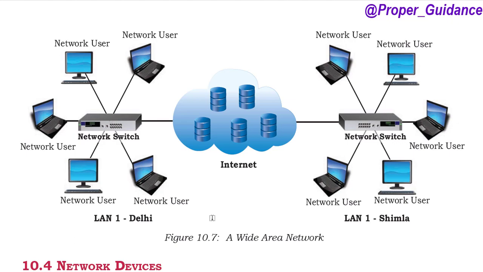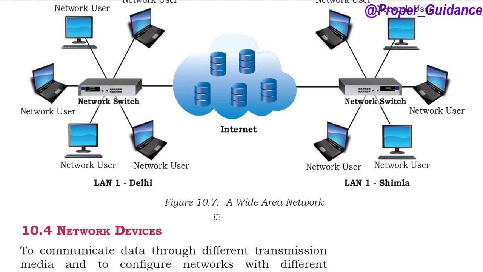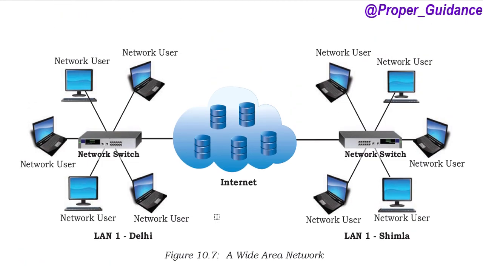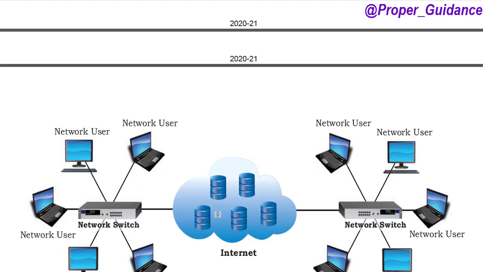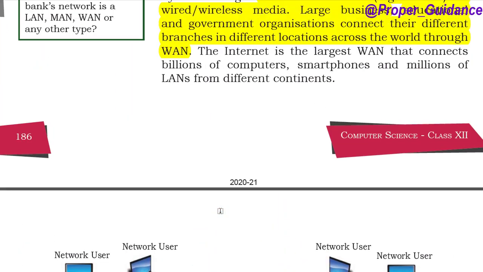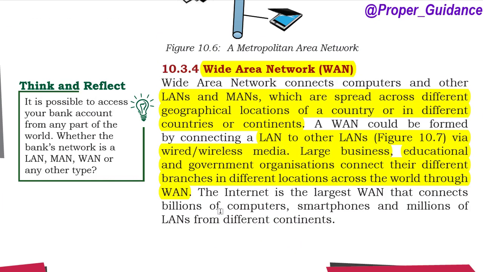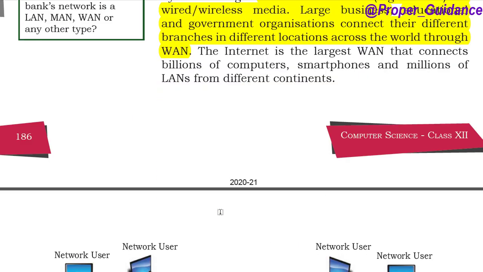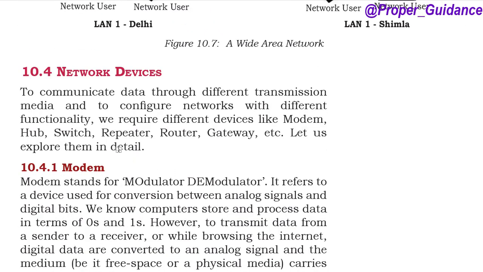So here is the diagram of wide area network. You can see here that there is a network switch, that is LAN 1 in Delhi, LAN 1 in Shimla also, and internet. Whatever may be the name, different geographical locations it can follow, and the internet today is under this category, that is wide area network. Okay, so these are the common types of computer network, and after that we will learn about network devices.